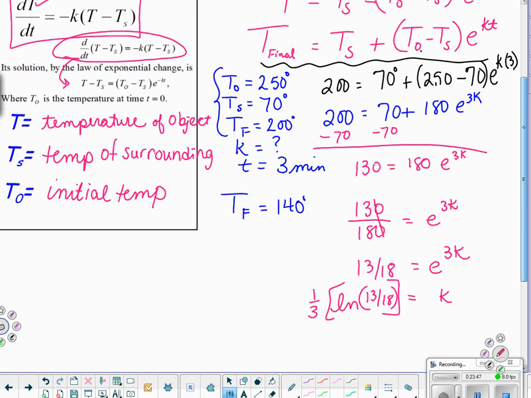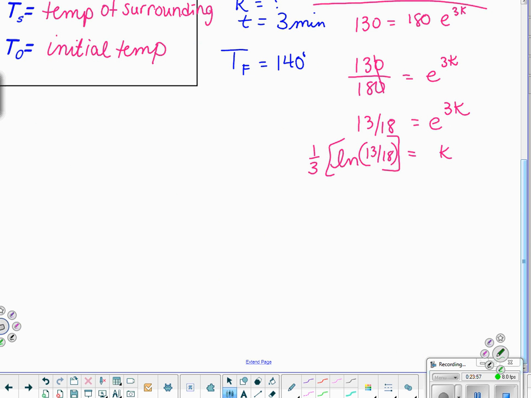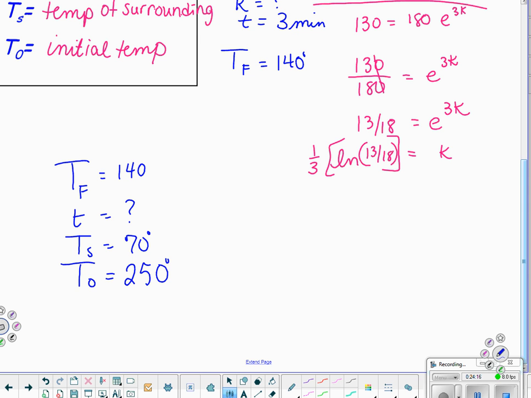I've got to go back up and reread, as we often do in word problems. How long before it falls below 140 degrees? So now I have the startup of a mini new question. I want to know temperature final equals 140. How long does it take? My surrounding temperature is still a 70-degree room. I'm going to start from the premise that my object was just taken out of the oven at 250 degrees, and find how long it takes to go from 250 all the way down to 140. You have to read those questions carefully because sometimes they ask how much longer it will be, and then you would work off the 200 degrees that it was already at.